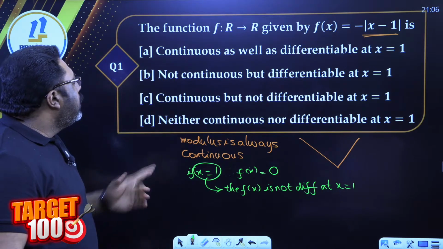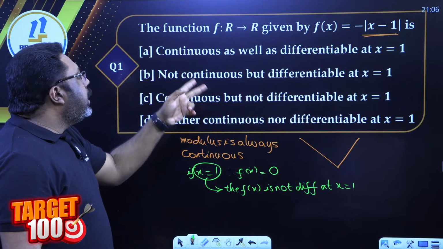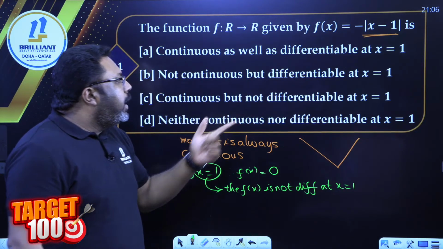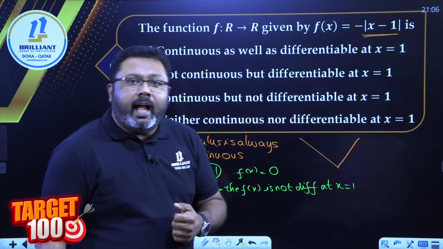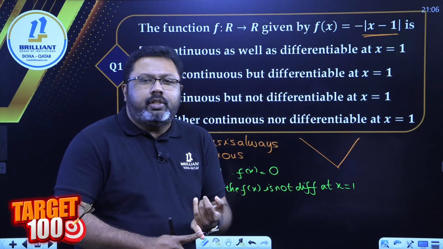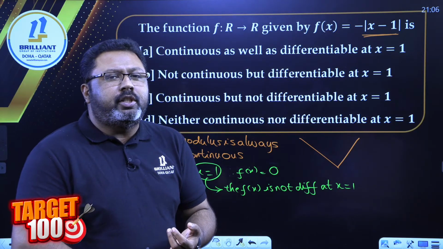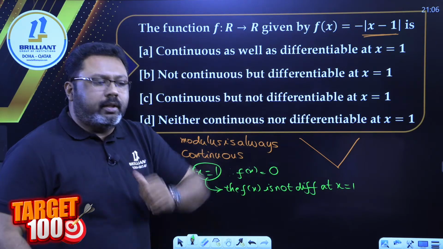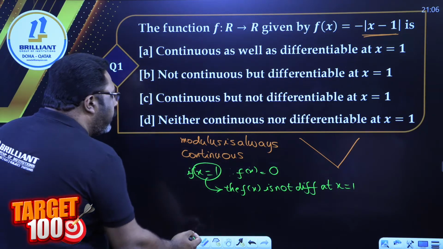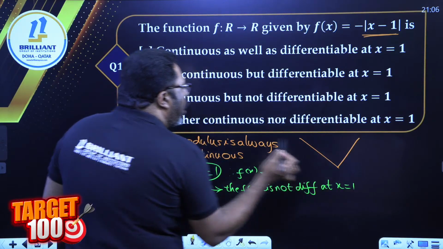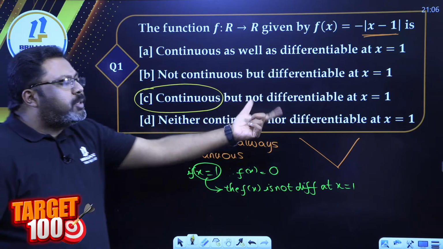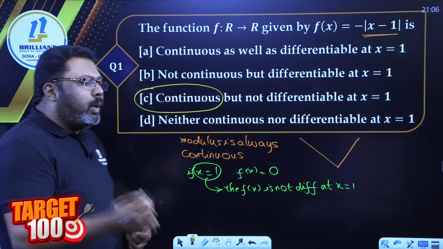Look at the options. Option A, wrong. Option B, not continuous, wrong. Option C says it's continuous but not differentiable at x equal to 1. It's a very simple technique. Don't use the continuity definition. Don't use the differentiability definition to analyze the modulus function, my dear students. Yes, the right answer already came from Fahad, Hafiz and Sana. So we're going to be taking the answer as option C, which says it's continuous but not differentiable at x equal to 1.